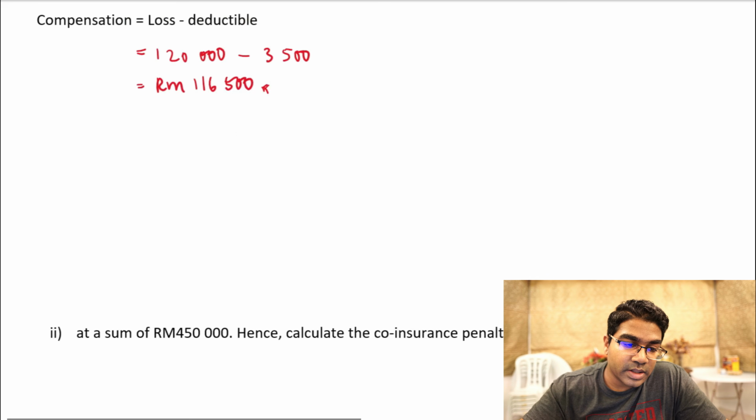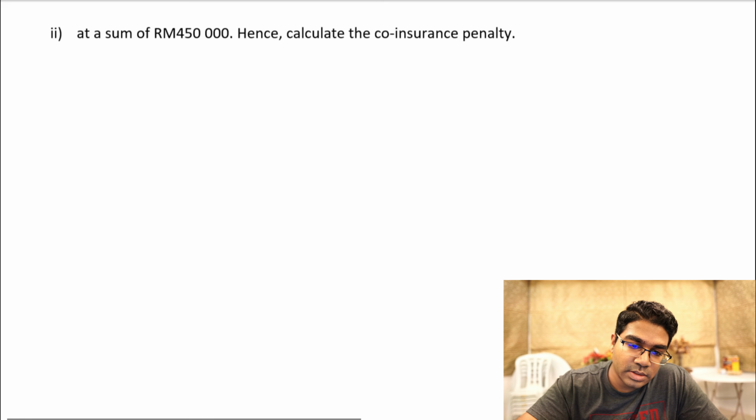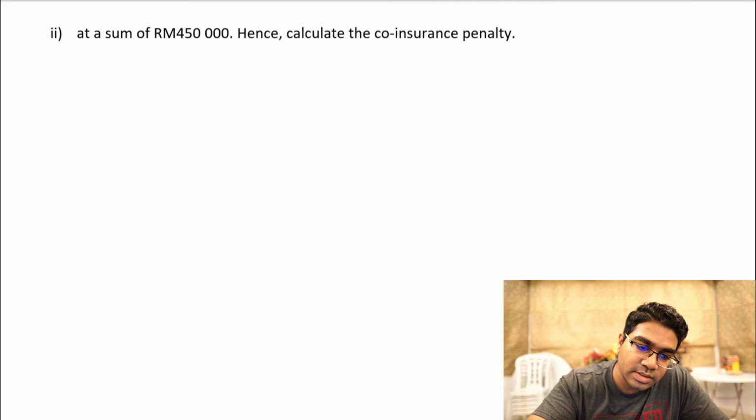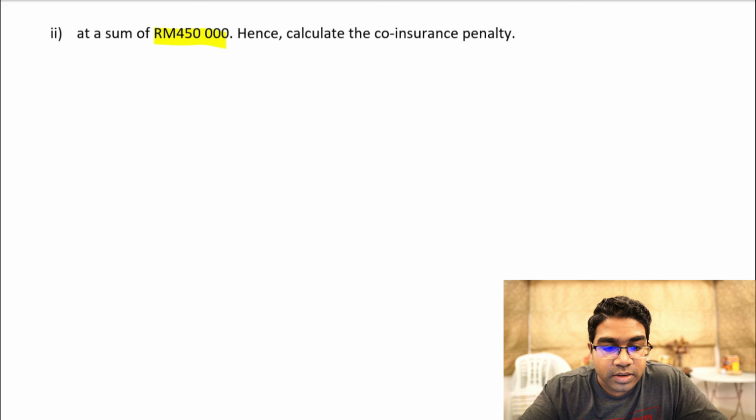Now let's say she didn't buy the required amount. Let's say she only insured her house at a sum of 450,000 instead of the required 520,000.